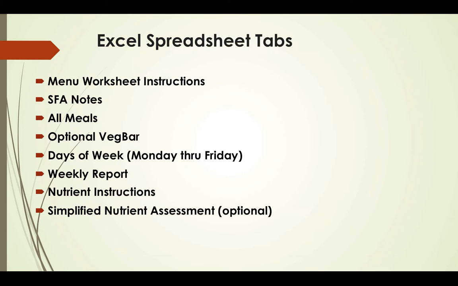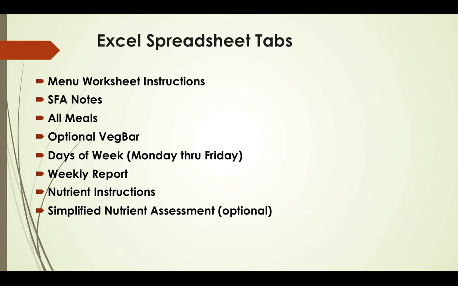You will find links to the Excel menu worksheet Meal Component Tool on the last slide of this training. Each Excel file has 12 tabs located at the bottom of the spreadsheet. The menu worksheet instructions gives a quick review of the worksheet instructions. Hyperlinks are available for your convenience, including links to the food buying guide and calculator. SFA notes is for the School Food Authority to enter comments for state agency reviewers.